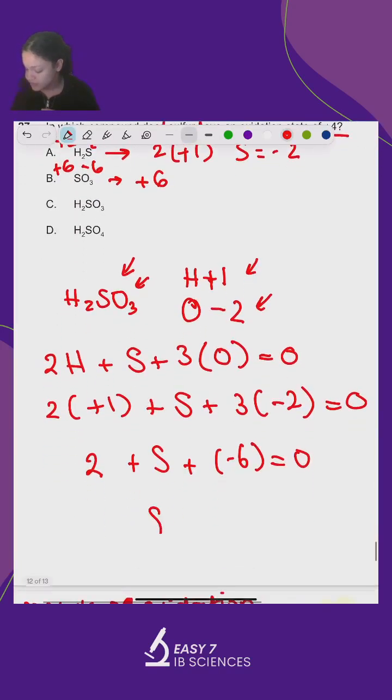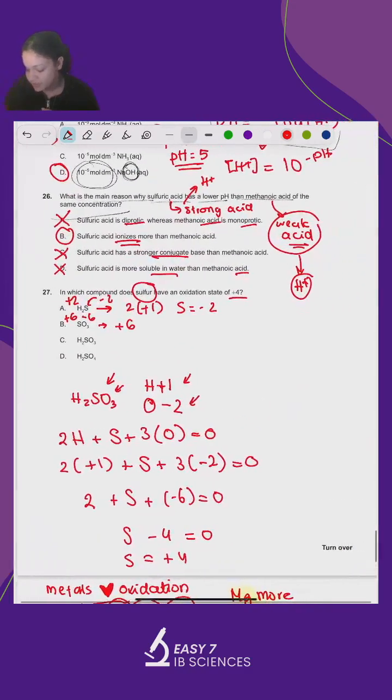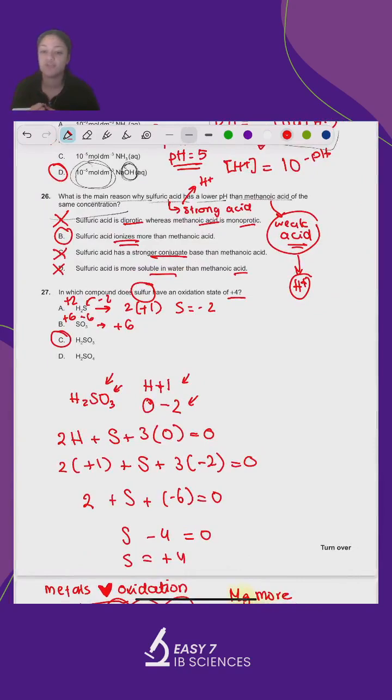So therefore sulfur -4 is equal to 0. So the oxidation state of sulfur is S equals +4. And so that's why the answer here would be H2SO3, because that has an oxidation state of +4. So that's how you would solve for oxidation states.